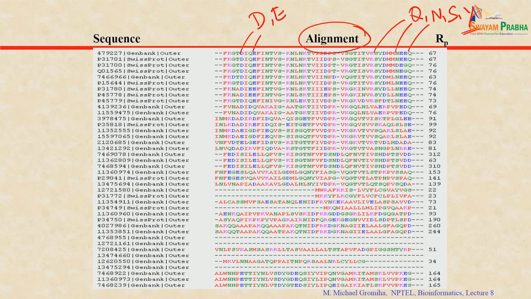Then what is the magenta one? Positive charge. K is positive, and here is R. So, the positive charge. Then we have the red one, mainly the hydrophobic residues, right, valine, isoleucine, phenylalanine and so on.